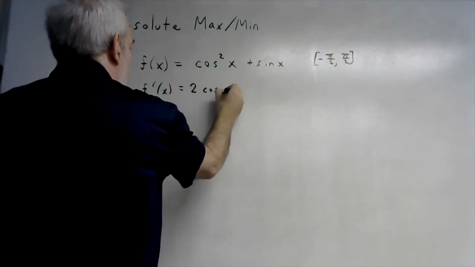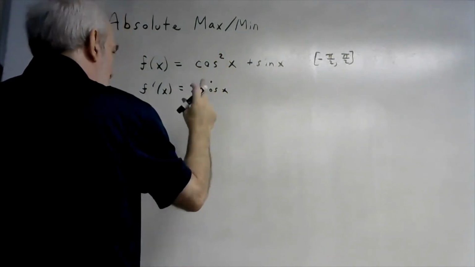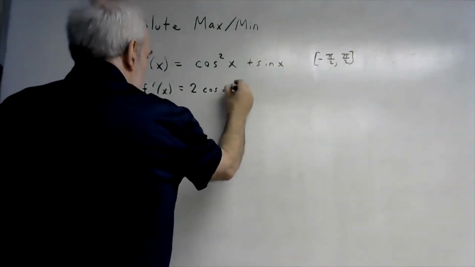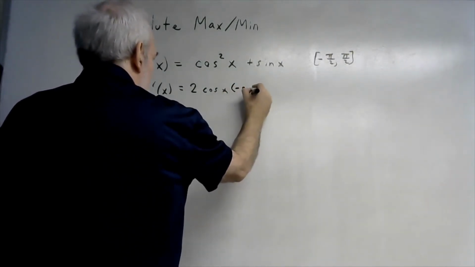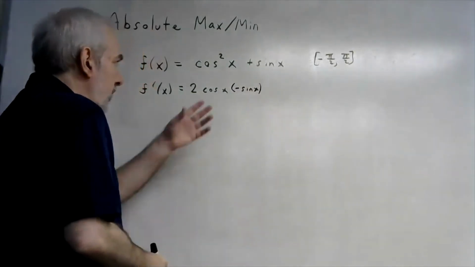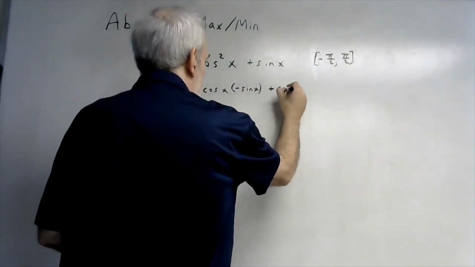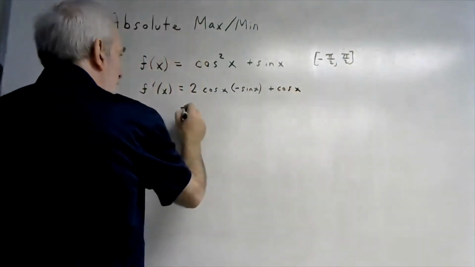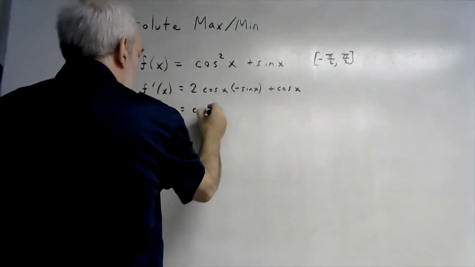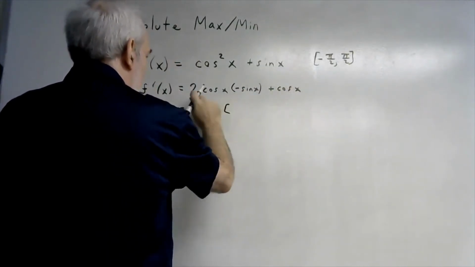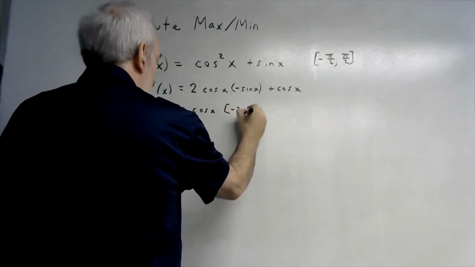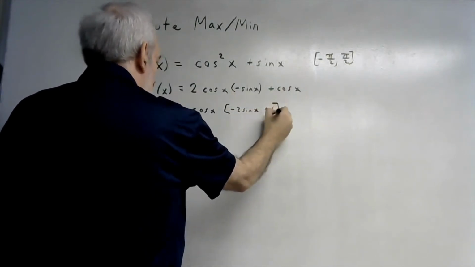Okay, by the chain rule, we bring down the power, we reduce the power by 1, and then we multiply by the derivative of the insides. The derivative of cosine is negative sine, and then the derivative of sine is positive cosine. Let's factor cosine of x out of both of those. That leaves me with -2 sine x plus 1.